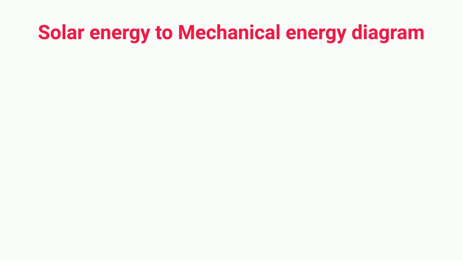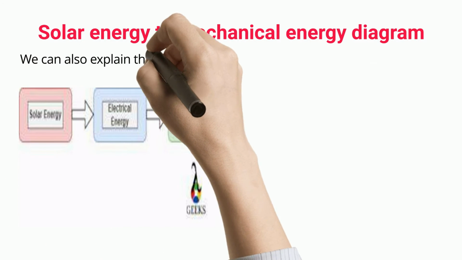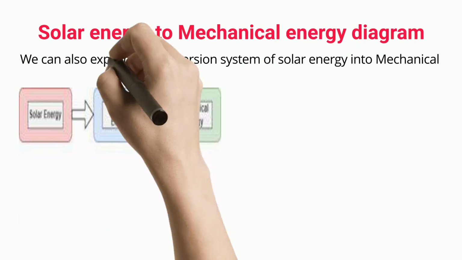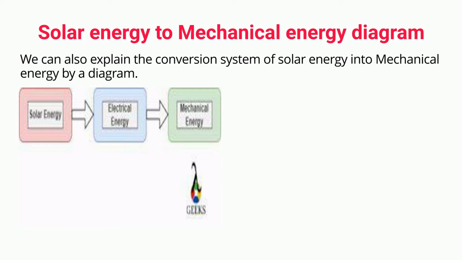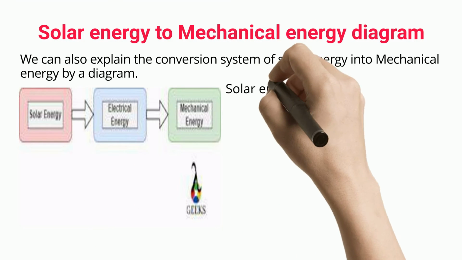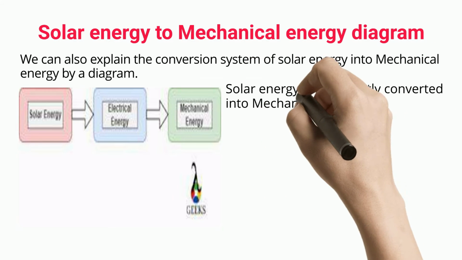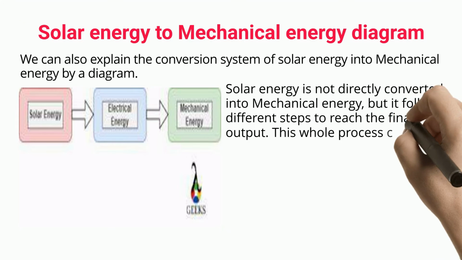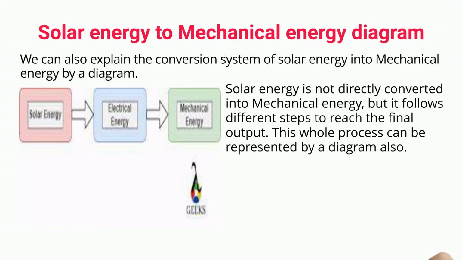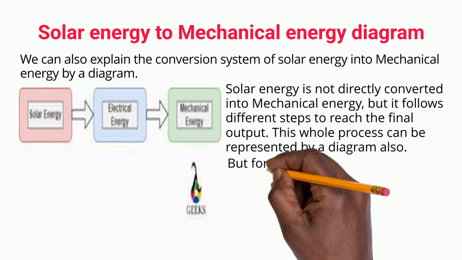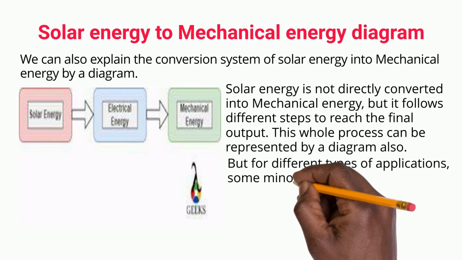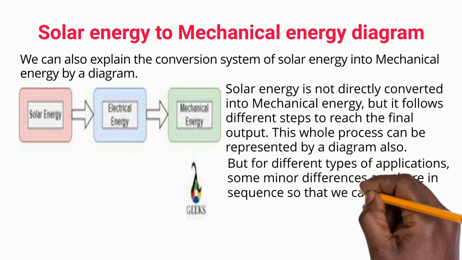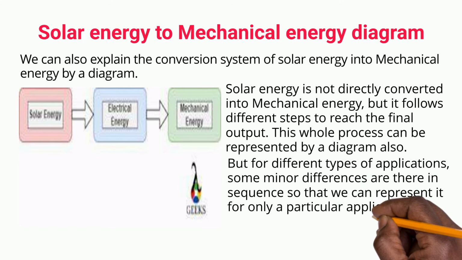Solar energy to mechanical energy diagram. We can also explain the conversion system of solar energy into mechanical energy by a diagram. Solar energy is not directly converted into mechanical energy, but it follows different steps to reach the final output. This whole process can be represented by a diagram also. But for different types of applications, some minor differences are there in sequence, so that we can represent it for only a particular application.